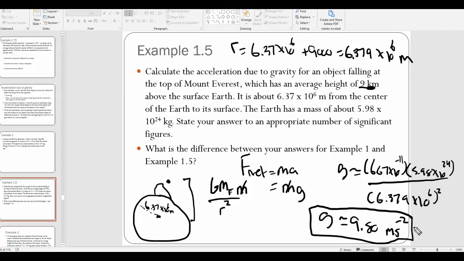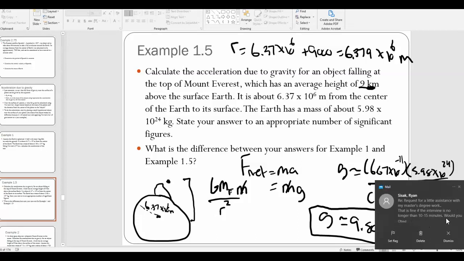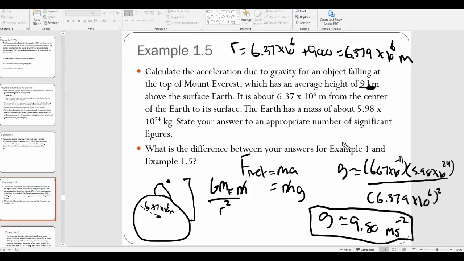Okay, so hopefully you got that. And notice the difference between this answer and the last example: the last one was about 9.83, this one is 9.80. Even though we're still on planet Earth, we've gone up to the top of Mount Everest. Relatively speaking, the acceleration due to gravity hasn't changed a lot, but it has changed enough to actually measure experimentally. Okay, so pause there if you need to look at that some more. And then we're going to see one more example.